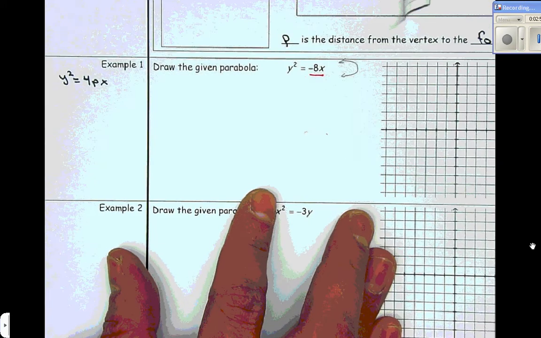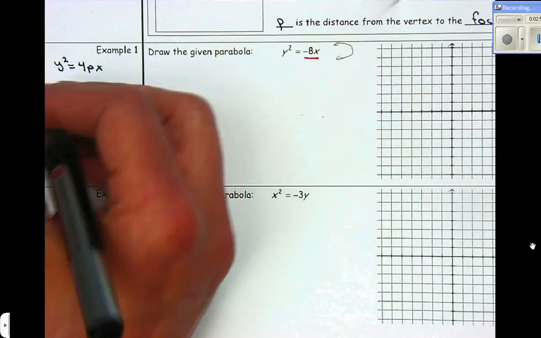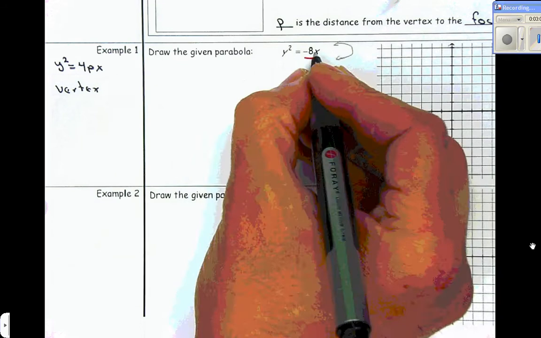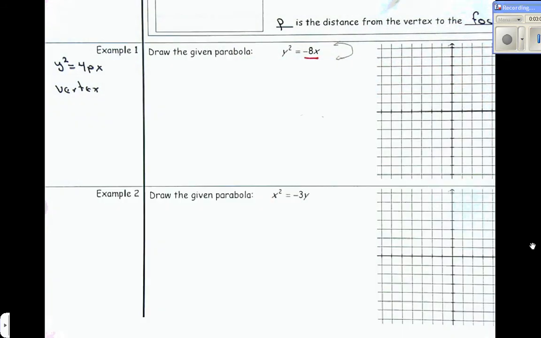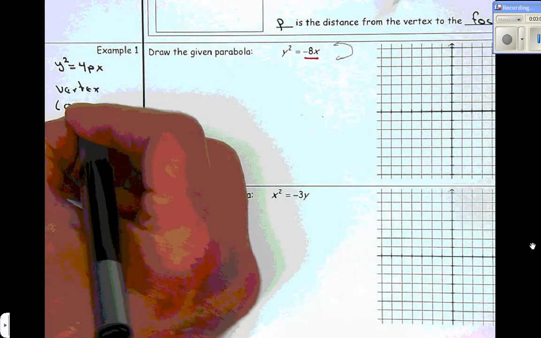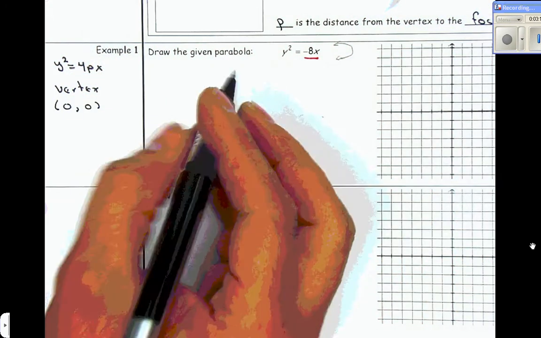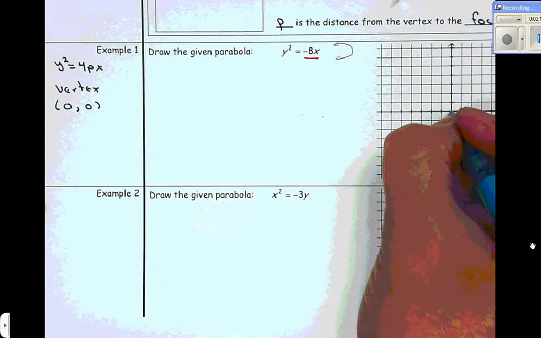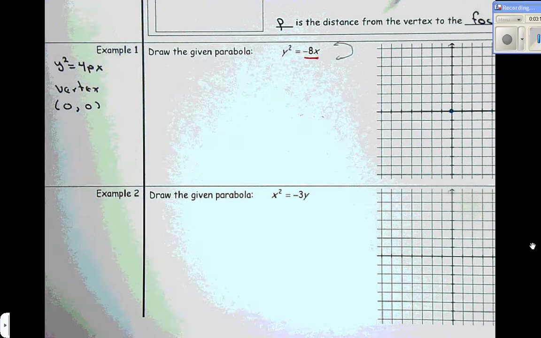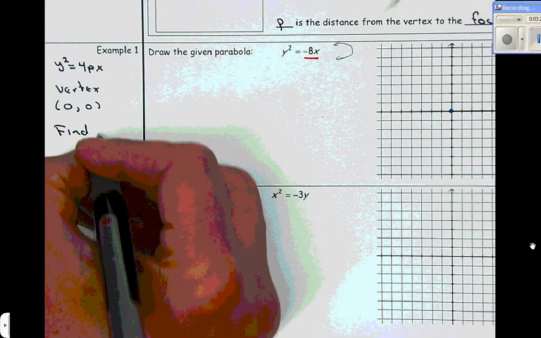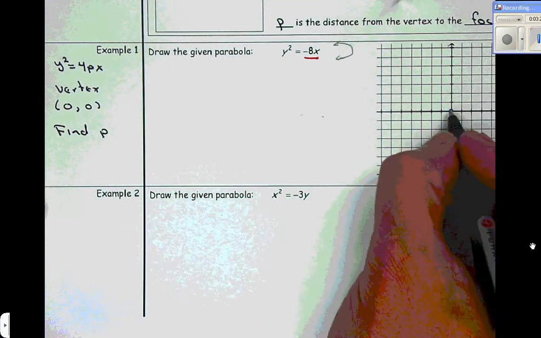First thing that you want to do is find the vertex. In this case, there's no h and k. You guys will see on the back side, we have one that has a different vertex. But for now, we're going to start with the easier problem with vertex 0, 0, which is located here. Now, I need to find my focus. So I'm going to find the value of p to find your focus and also to find your directrix.